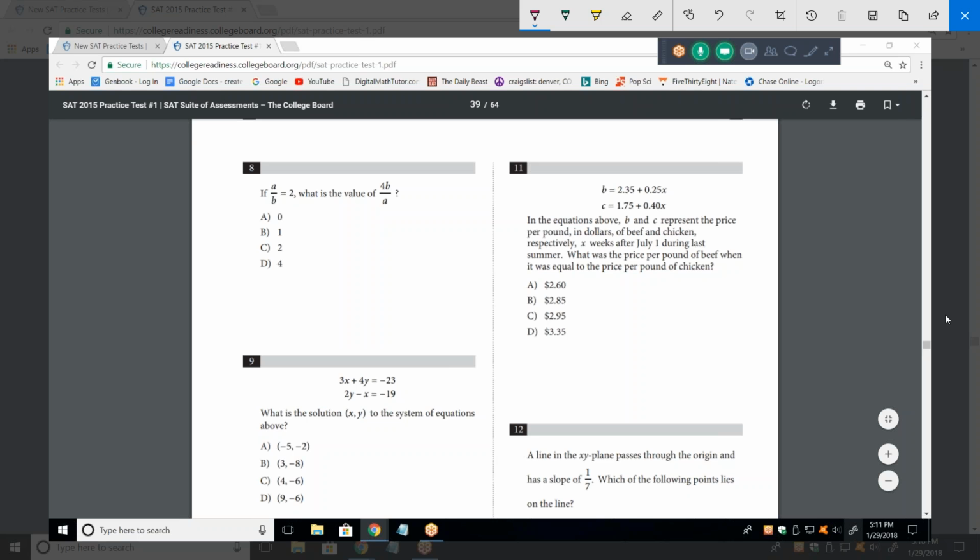I'm confused. Not so easy, huh? No. Solve that for A.